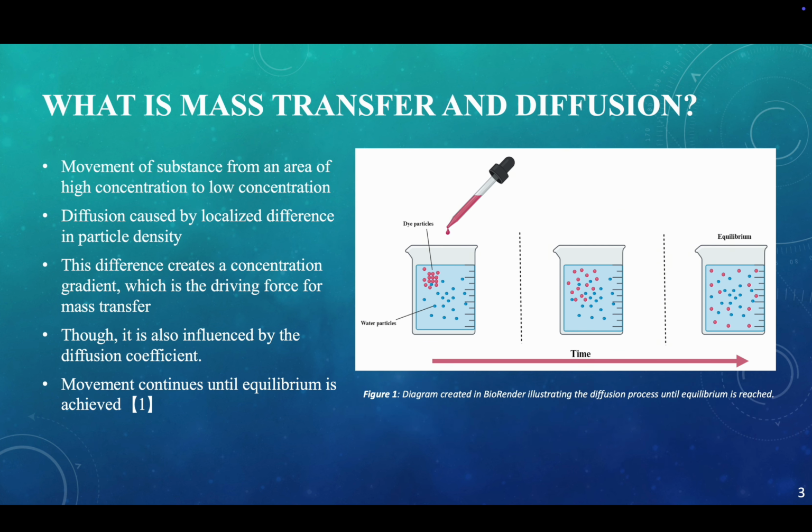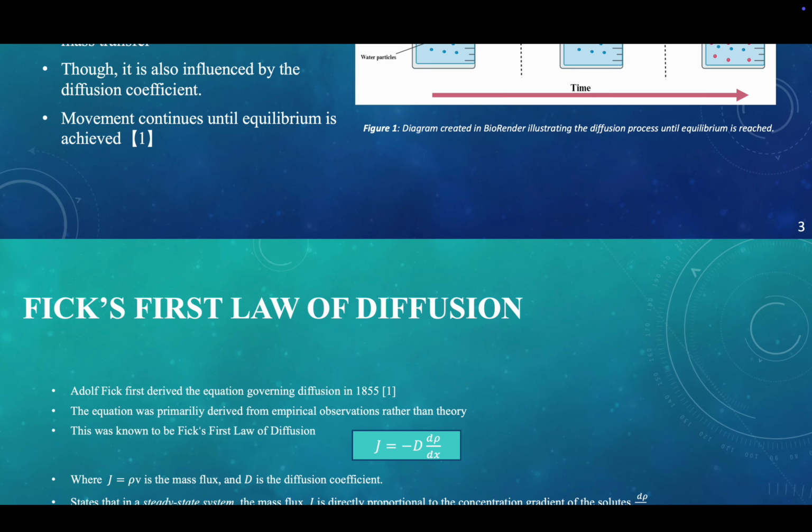So in this diagram, you can see dye particles being added to a water beaker, and over time, they go from being very concentrated to dispersing out until they reach equilibrium where they're evenly spread out.